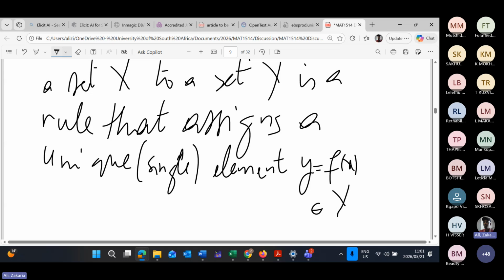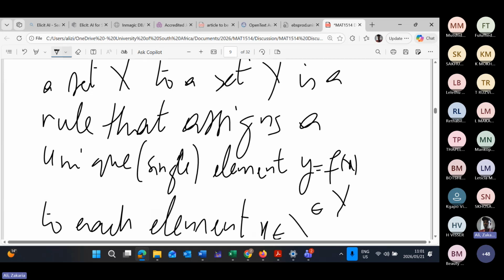This is done to each element x in capital X, right? So basically that's what a function is, where we are creating a rule by ourselves. We are making a rule, and we say that that rule assigns to each output one single input. That's what we are saying. Now, the output is what we call the range. The input is what we call the domain. Is that clear?